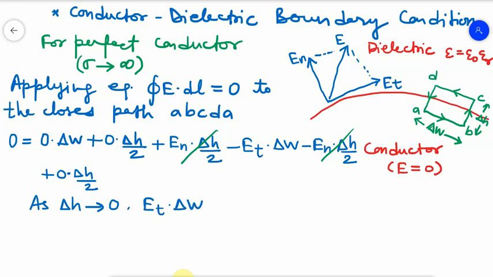So we have Et dot del W equals 0, and so Et equals 0. So this is the first boundary condition for this conductor dielectric boundary.